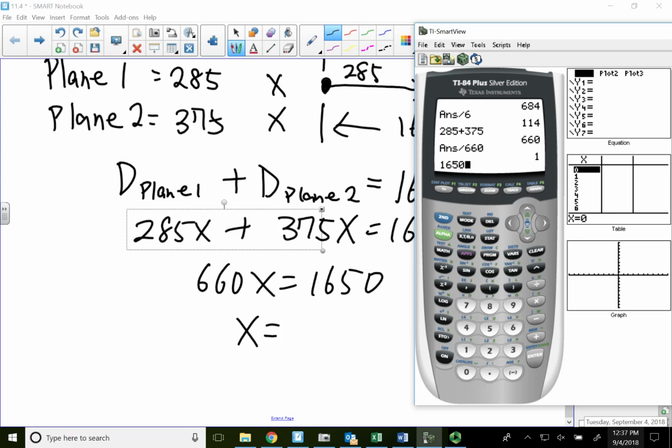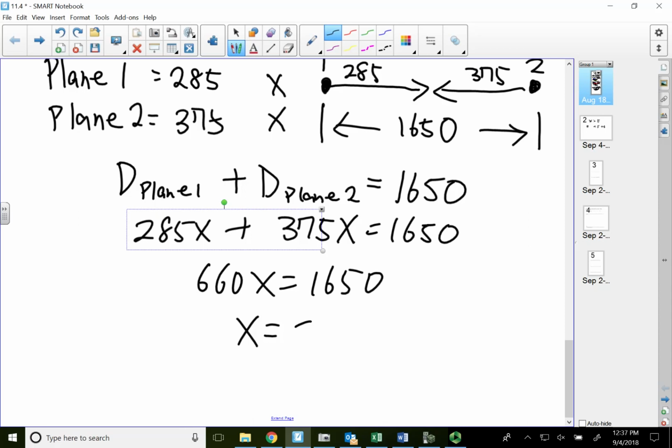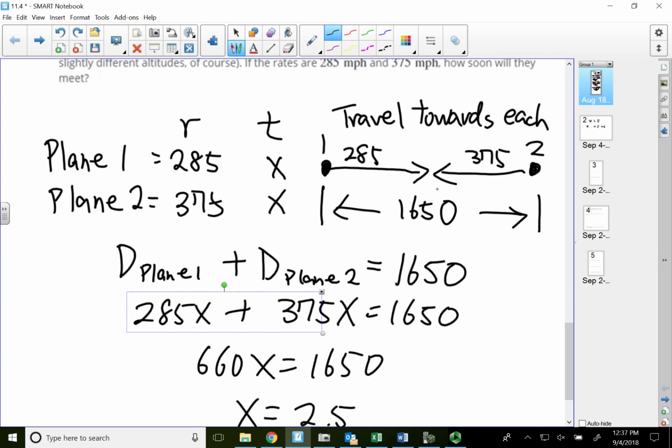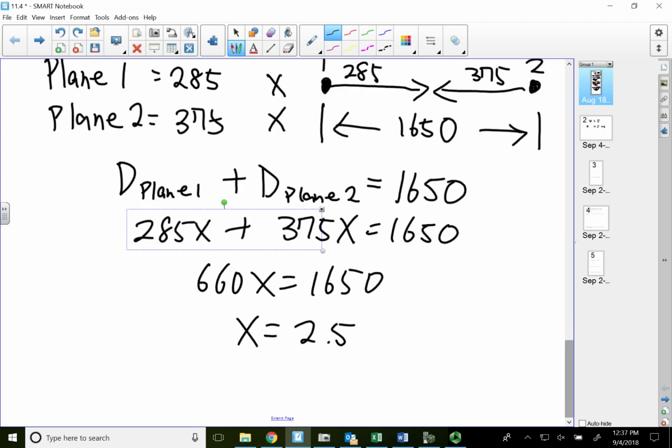1650 divided by 660 is 2.5. So how soon will they meet? 2.5 hours. Both of them will travel 2.5 hours in order to cover the 1650 miles. All right. So these three examples are very similar, traveling away and traveling towards each other.